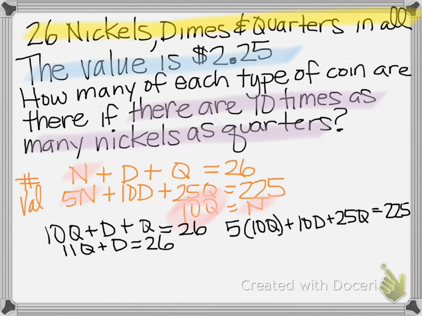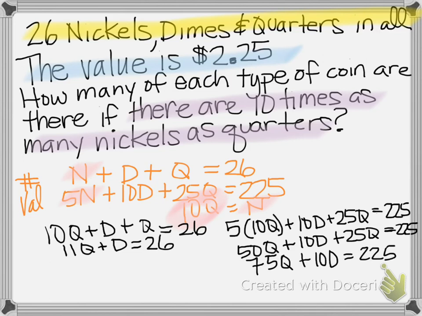5 times 10q plus 10d plus 25q is 225. Work that out. You get 50q plus 10d plus 25q is 225. And then 50 and 25 makes 75. So 75q plus 10d equals 225. Careful with your d's because mine looks like a 0. Okay, now I have two equations.